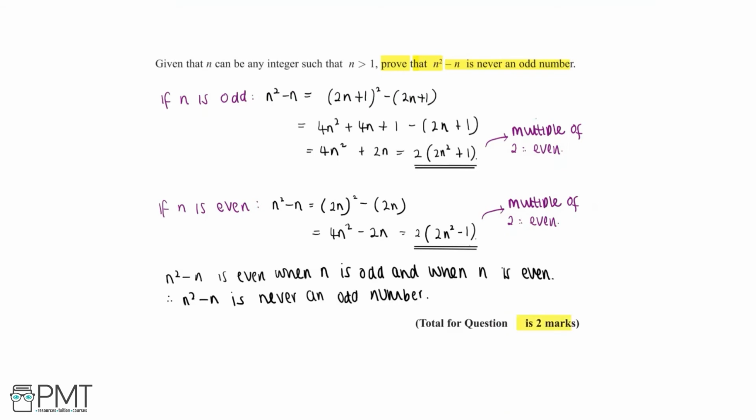Now this question is worth 2 marks. We get 1 mark for finding the value of n squared minus n when n is odd and when n is even.